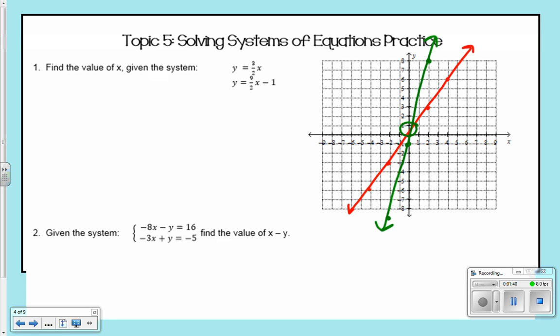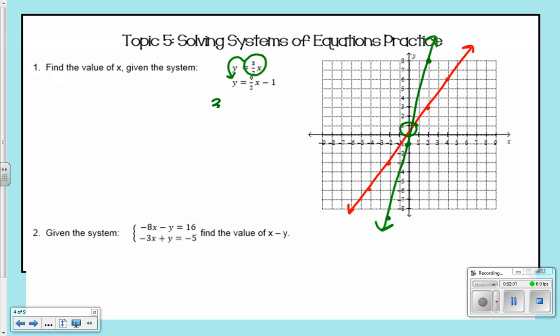Elimination requires that they be in standard form, and I add them together. Well, these are not in standard form, right? This isn't really the best way of doing it, okay? So I'm not going to do elimination. Substitution just requires that I have a variable by itself. Well, I have y by itself, right? y is equal to 3 halves x. So I can actually plug that in to my other y.